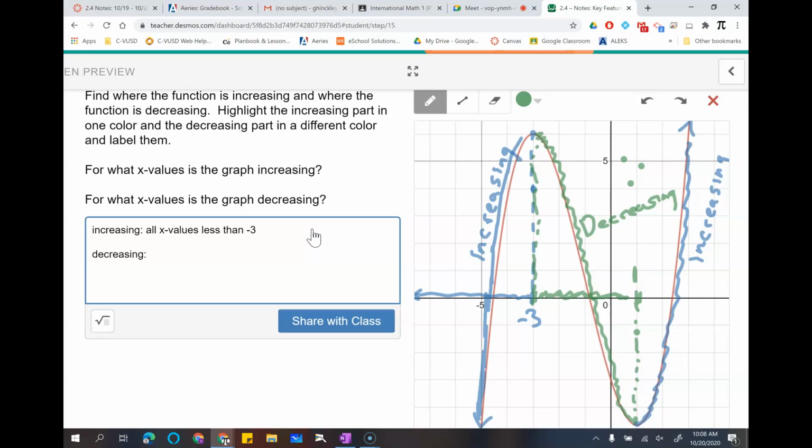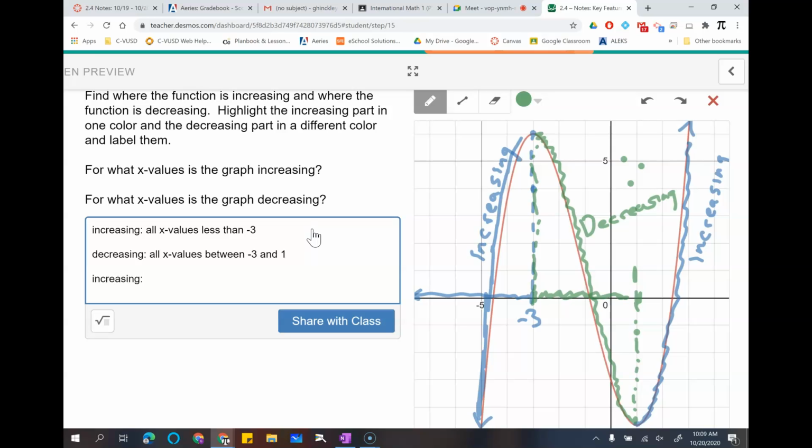So I go ahead and write that. So we are decreasing for all x values between, if I can actually spell, between -3 and 1. And then our last section of the graph is another increasing, so we are increasing again.